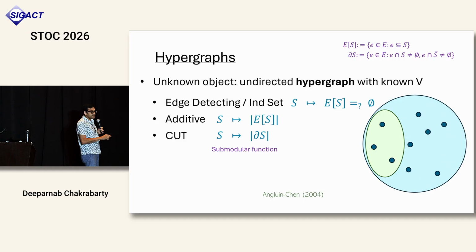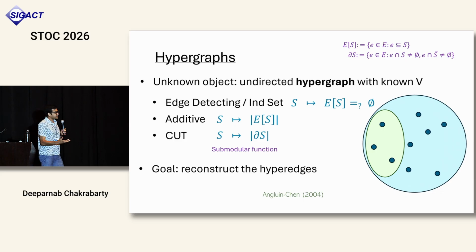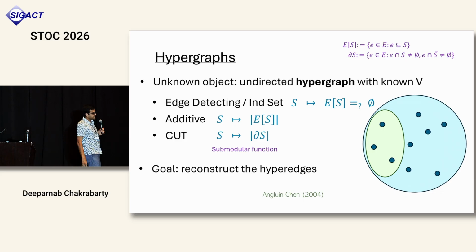The cut queries are slightly different. It says how many hyperedges cross this subset, which means the hyperedge, now a subset of vertices, has something inside the subset and something outside the subset. And that's a submodular function. And again, the goal is maybe to reconstruct the hypergraph. So this is, again, work that Angluin and Chen started in a different paper.